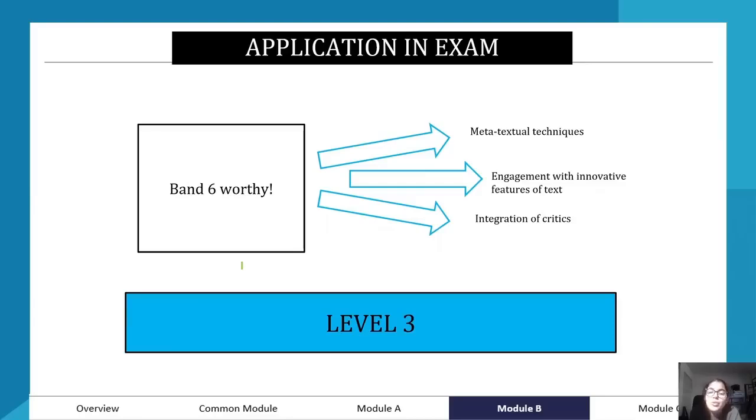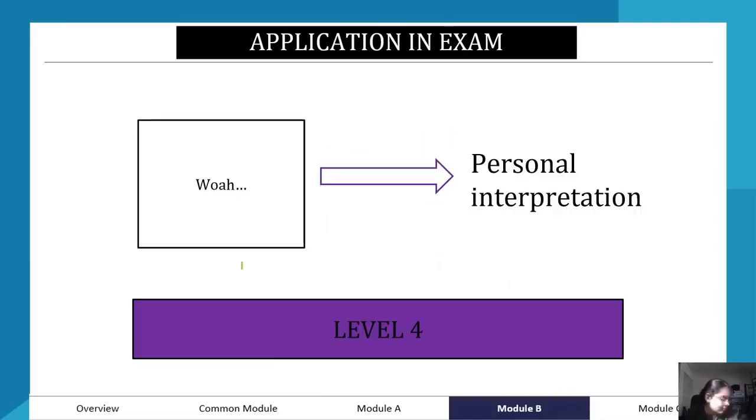And finally, if you are integrating critics. So in the syllabus, we can see that they really want you to integrate critics into your essay. So you're going to make sure that you do that. So that's pretty important.